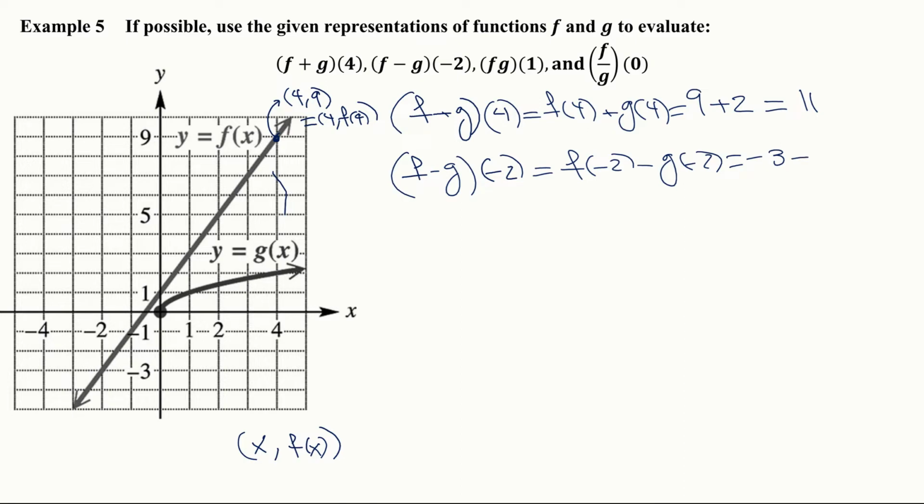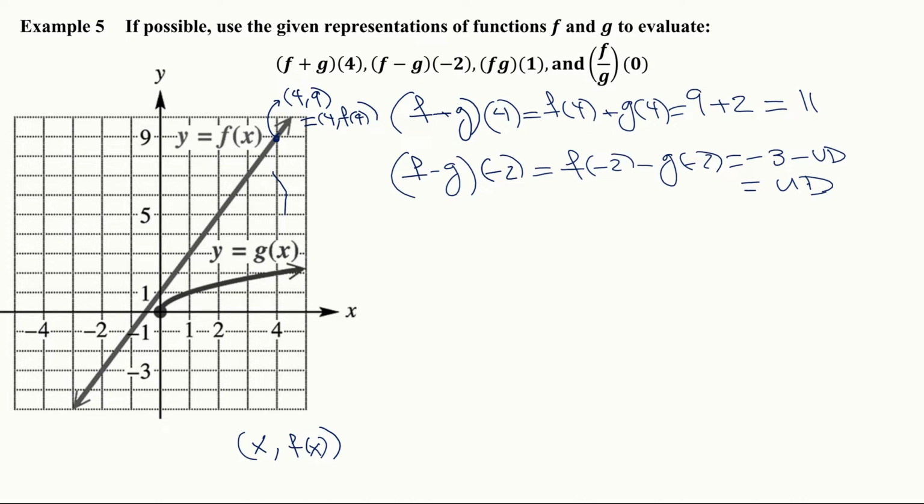And then minus, what is g of negative 2? Well, g is only defined for non-negative numbers. So g of negative 2 is undefined, right? So therefore, this whole thing will be undefined. Because what is negative 3 minus some undefined number? Well, we don't know. That's also undefined, right? So therefore, this one is not possible to calculate, right?